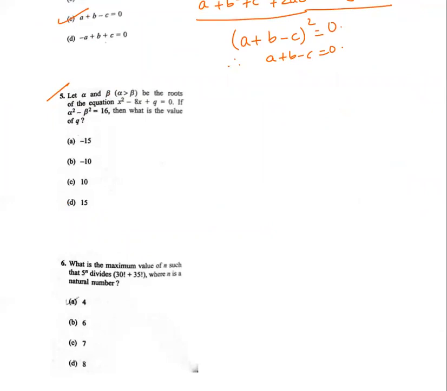It is given that α and β, where α is greater than β, are the roots of the equation x² − 8x + q = 0. If α² − β² = 16, then what is the value of q? It is given that α and β are the roots of this equation. So what is α + β?